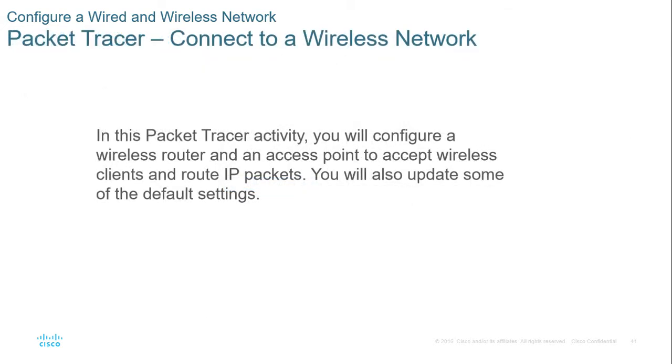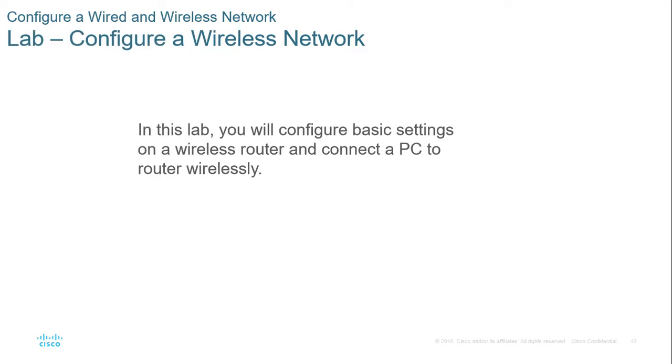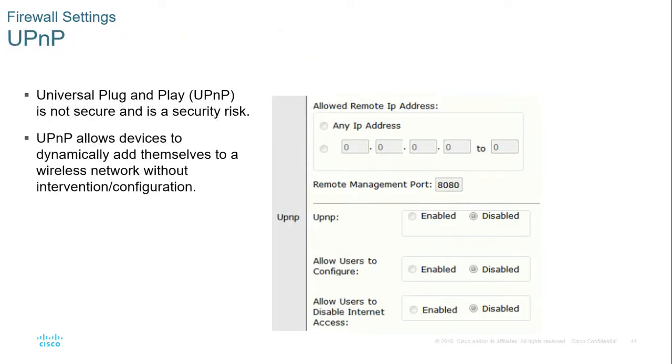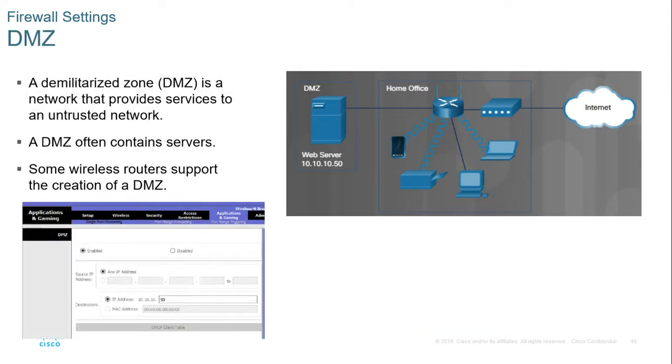So there's a packet activity. We're going to do all of that. We're going to have separate videos altogether for Packet Tracer activities. So for this, it's just to give you a heads up on the video slides. DMZ, that's a demilitarized zone configuration in LAN, wireless, firewall rules, universal plug and play. So that explanation is very straightforward.